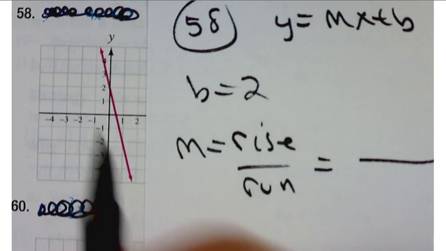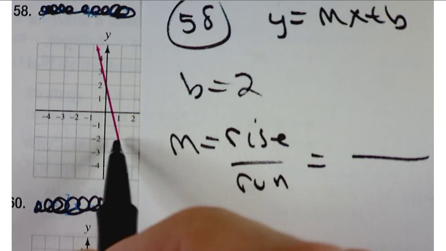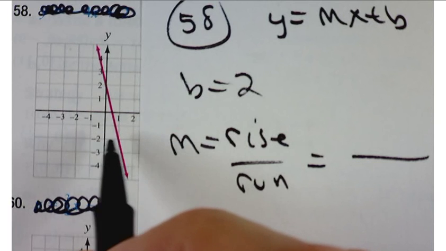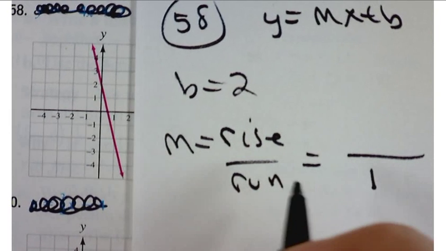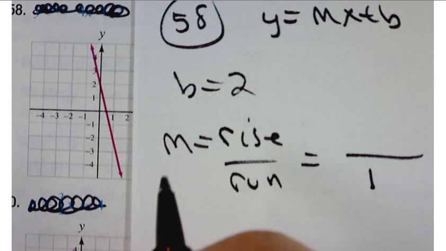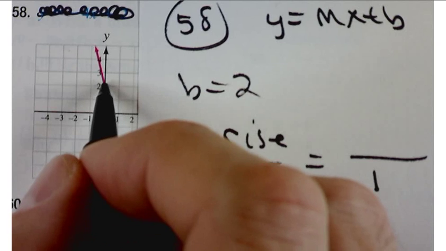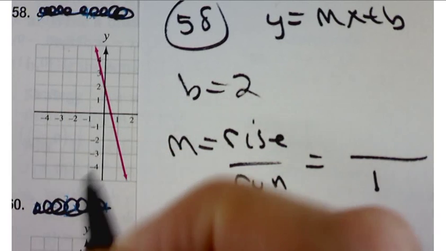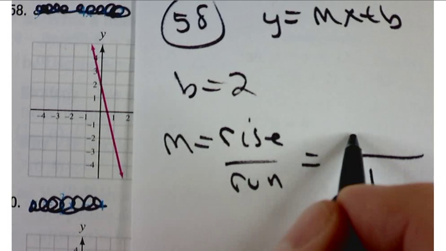Let's see if we can calculate the rise and the run. Starting from here over to here, what's that distance? So the distance horizontally is 1. How about the distance vertically? How far have we gone to go from 2 all the way down to negative 2? Almost. Negative 4.